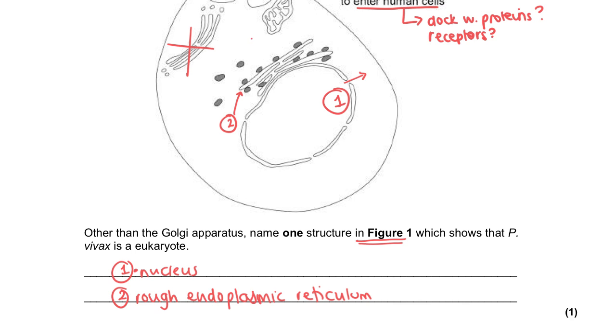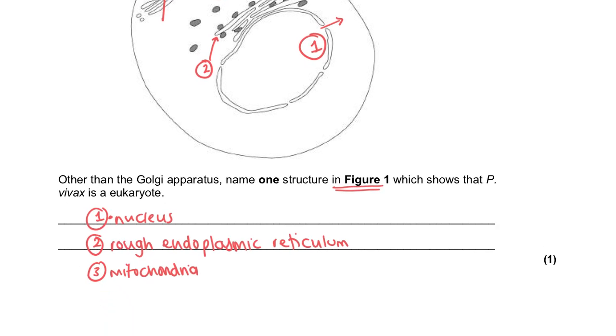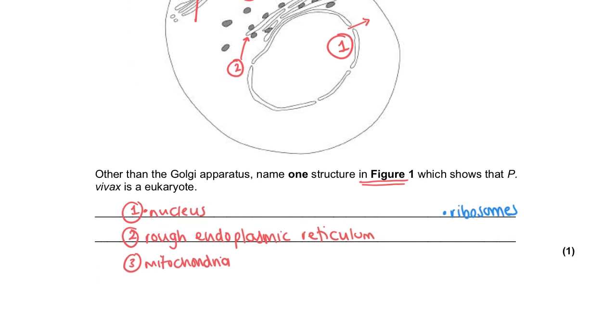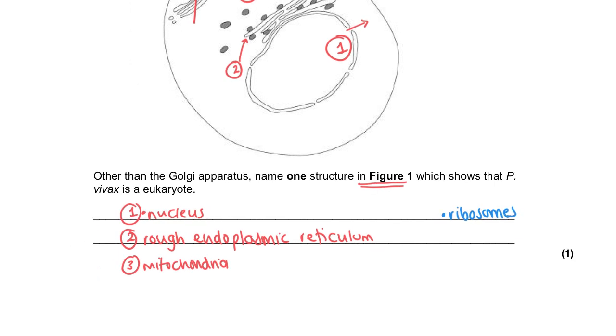Additionally, you could have had this third option up here, which is the mitochondria. The reason, however, that some of you might not have got the mark is because you just wrote the term ribosomes. It's important here to clarify that all organisms have ribosomes. Prokaryotes, archaea, all of them have got these ribosomes.